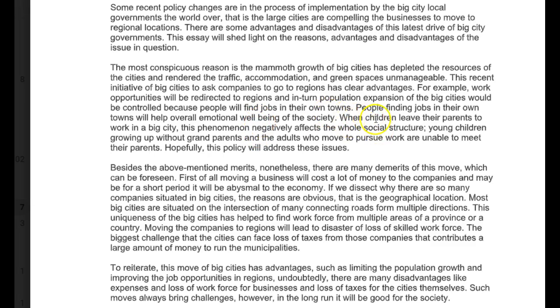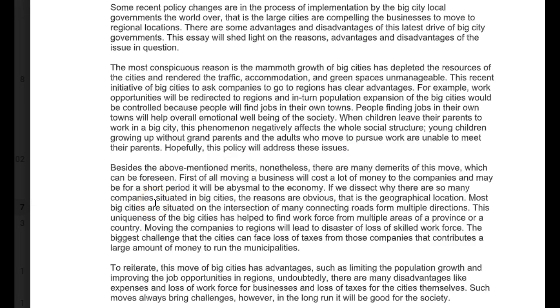Let's see. And I don't understand what you mean when "children leave their parents." I'm assuming here you're talking about adults. So I think a better way to express this would have been "when young people leave their hometowns to work in a big city," etc. Okay? Not "children," because they're not children when they're leaving. They're grown-ups who are looking for jobs.